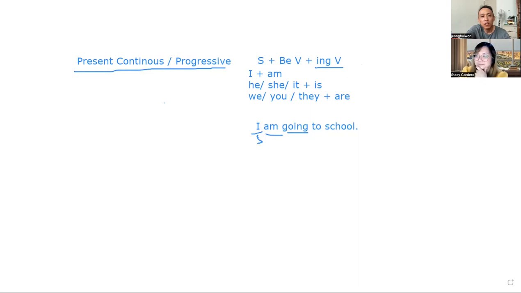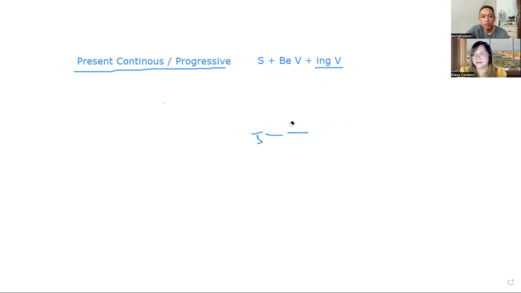Now, when do you think do we actually use the present continuous or the present progressive? Now I'm doing this. Ah, yes. Or it is what you are doing right now, right? The current action. Exactly. Very good. So let me just put that there first and erase this.